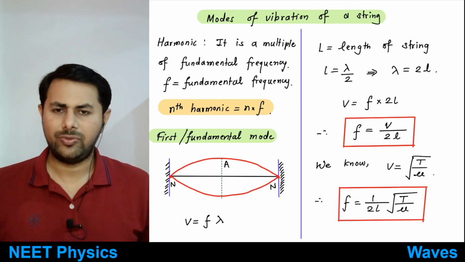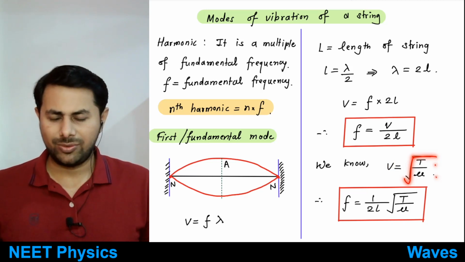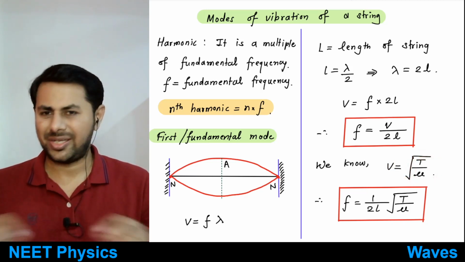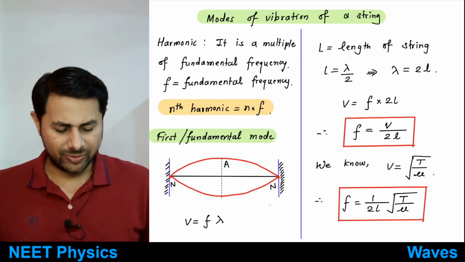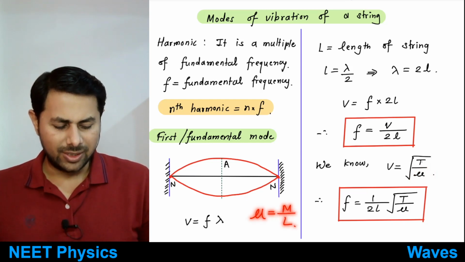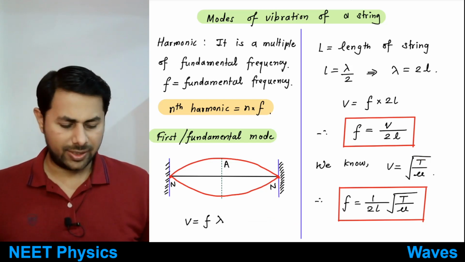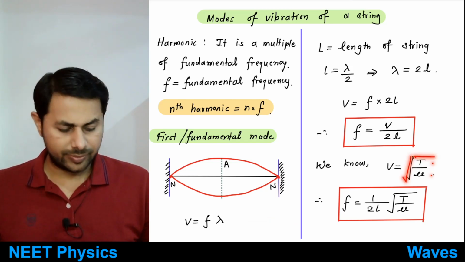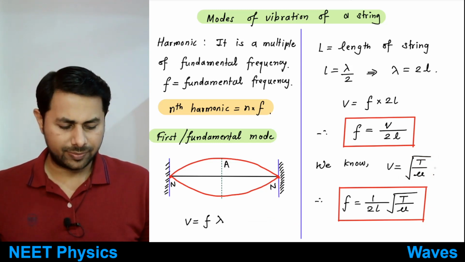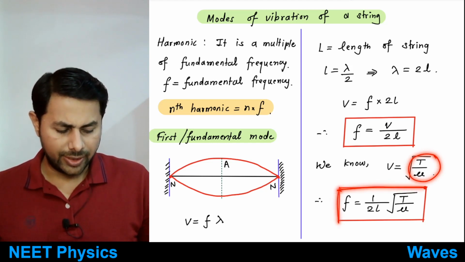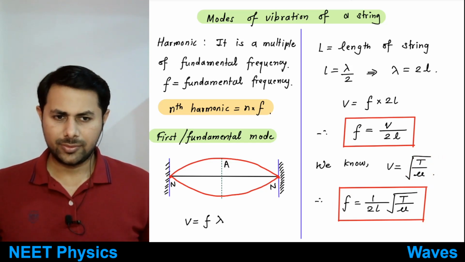Okay, but what is v? We know from the last lecture that v is equal to square root of T by mu. T is the tension in the string, and mu is the mass per unit length of the string. Then the speed of the wave that travels on the string is equal to square root of T by mu. Is this thing clear, everyone? So the fundamental mode has a frequency of 1 upon 2L times square root of T by mu. Okay, good.